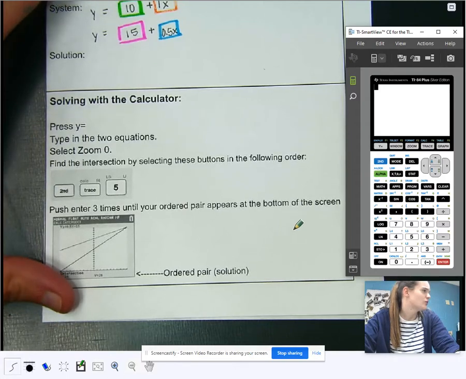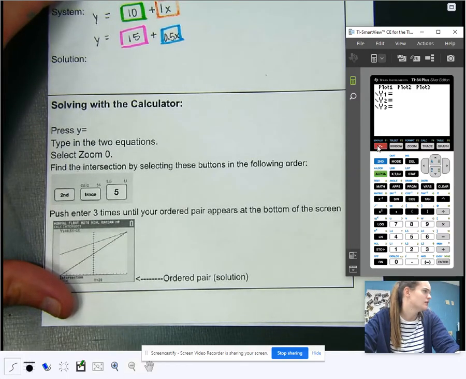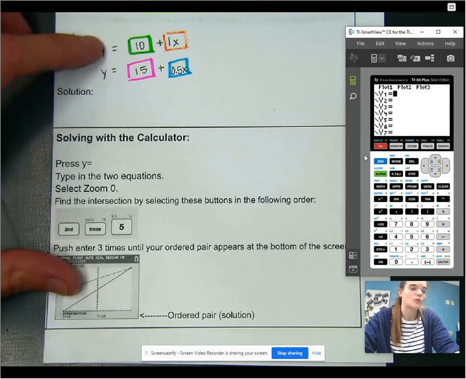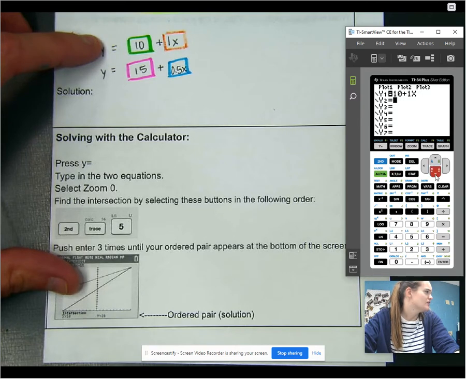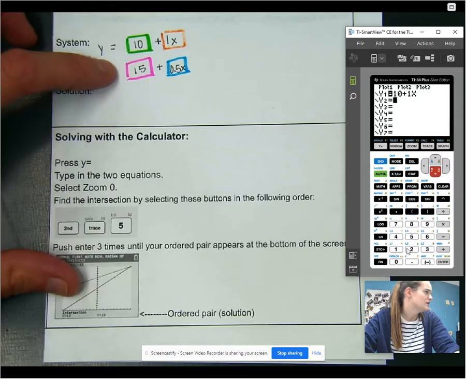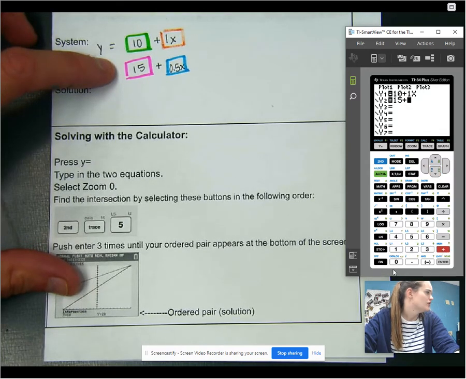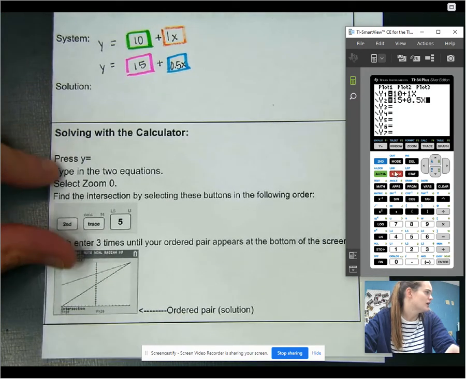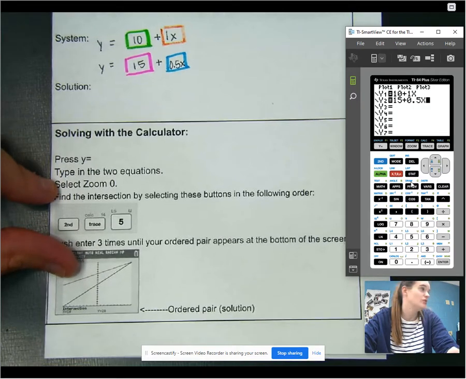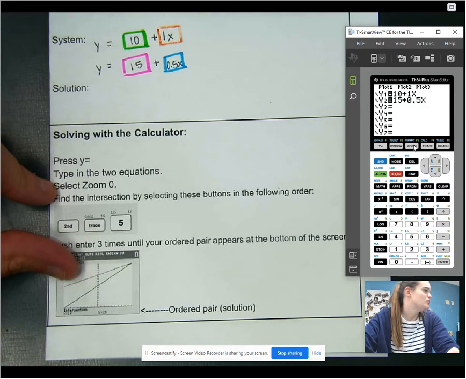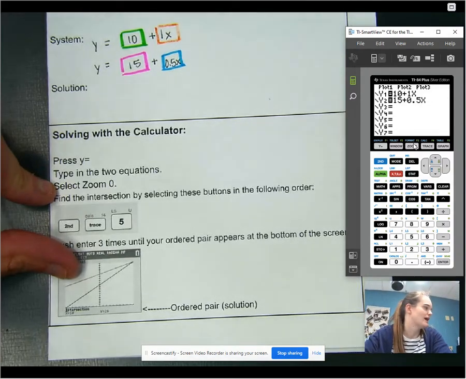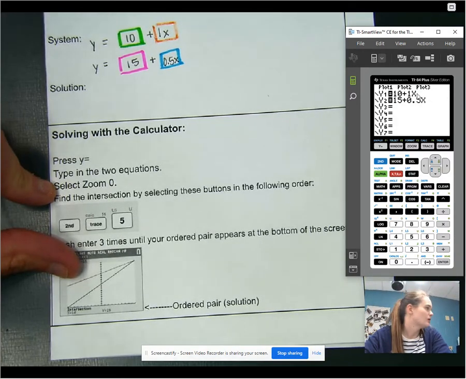So the first thing we're going to do is press y equals, which we've been doing over and over again. Type the 2 equations in. So in y1, I'm going to put 10 plus 1x. I'm going to go down to y2 and put 15 plus 0.5x. Okay, so that's the first step. Press y equals, type in the 2 equations. Then it says select zoom 0. The reason you have to do that is you need to make sure the window is big enough. So we're going to press zoom 0.